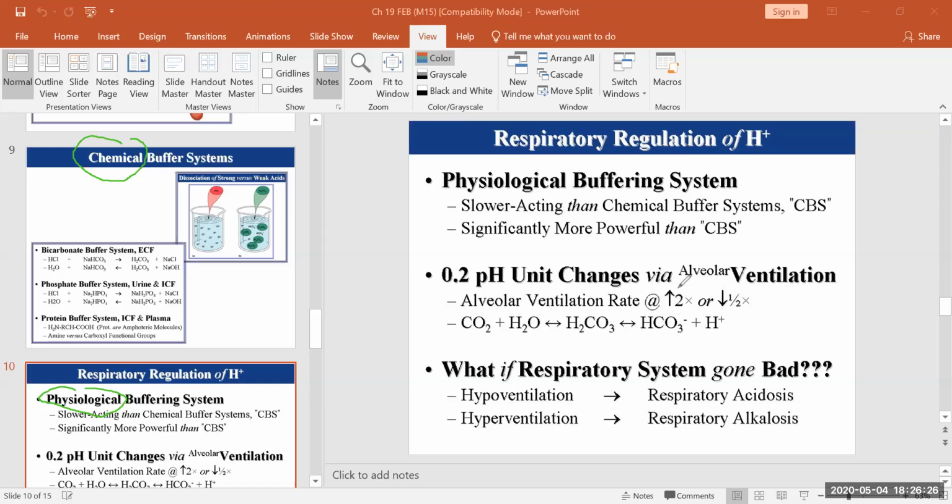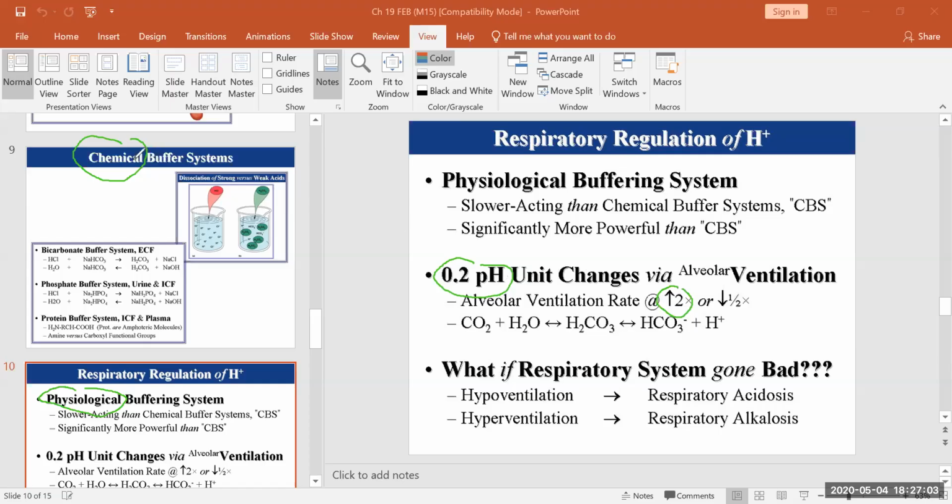And this is amazing. Just by increasing breathing rate twofold, you are creating a change of 0.2 pH. That's basically outside of your normal range anyway. So that's how powerful it is. Or you just drop your breathing rate by half and you will also cause a 0.2 pH change. Okay. So this is much more efficient than the chemical buffer system.